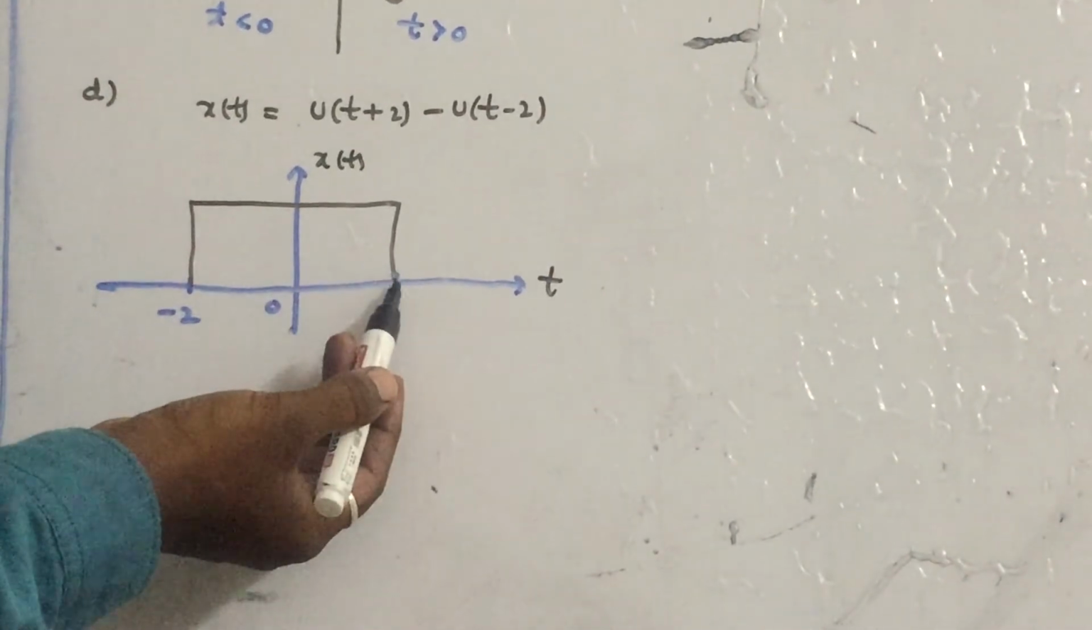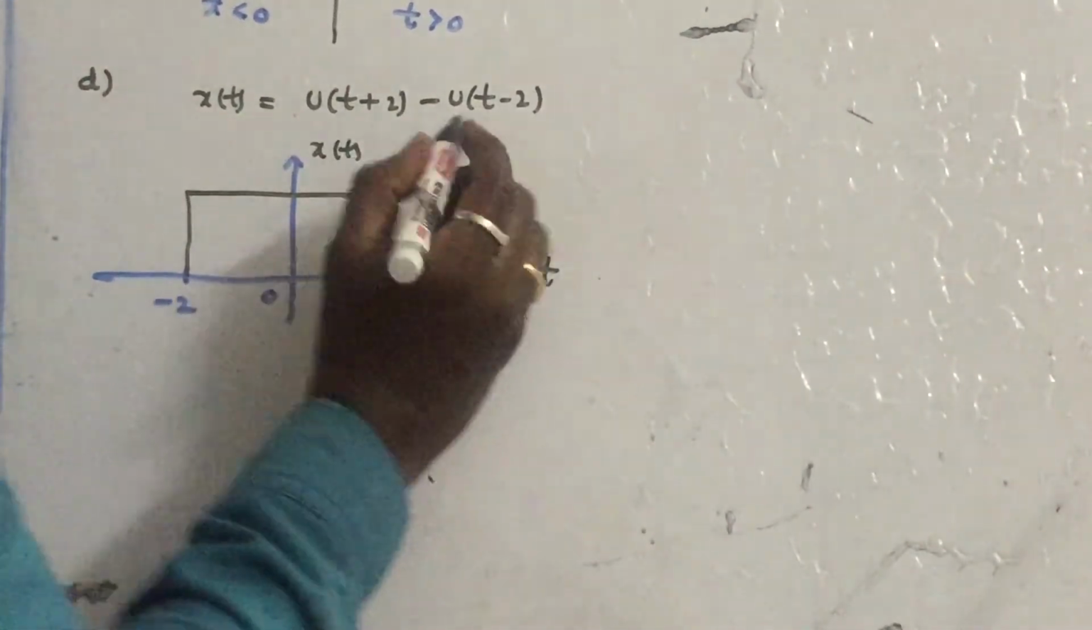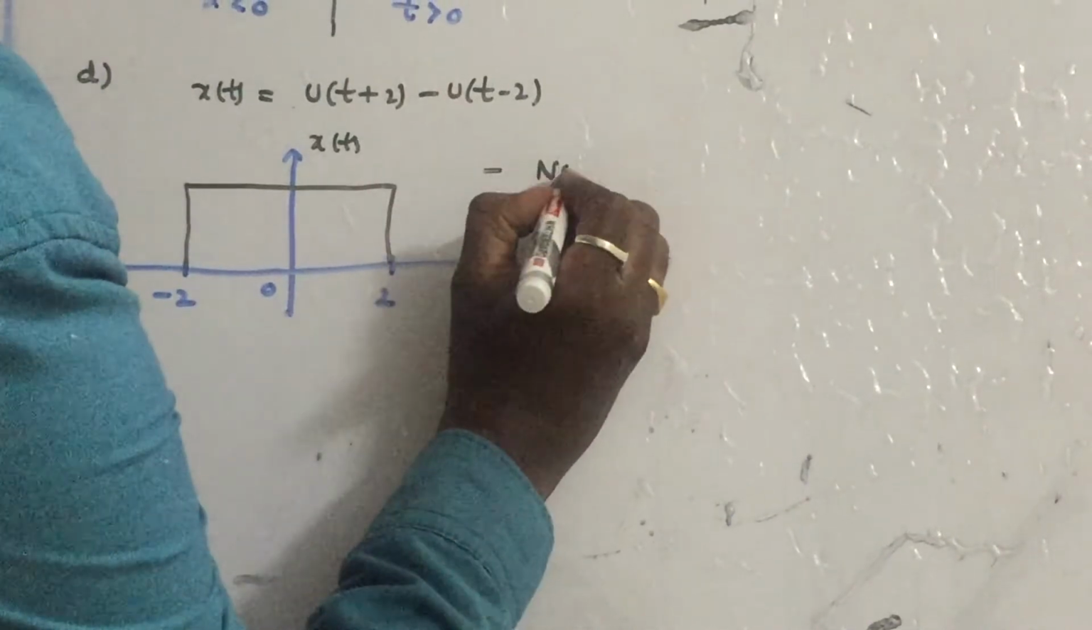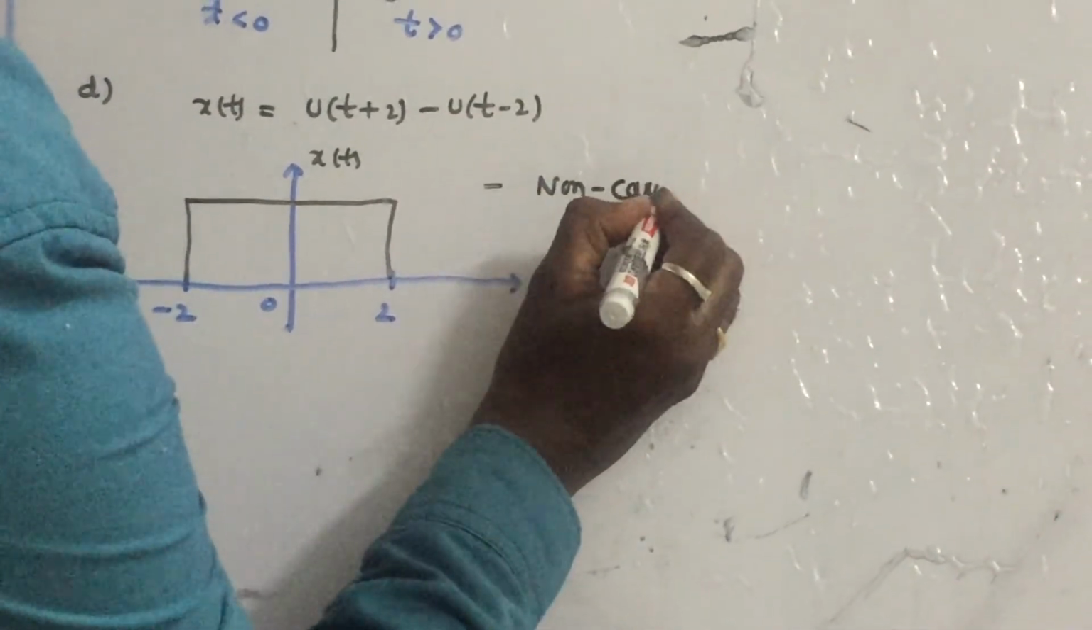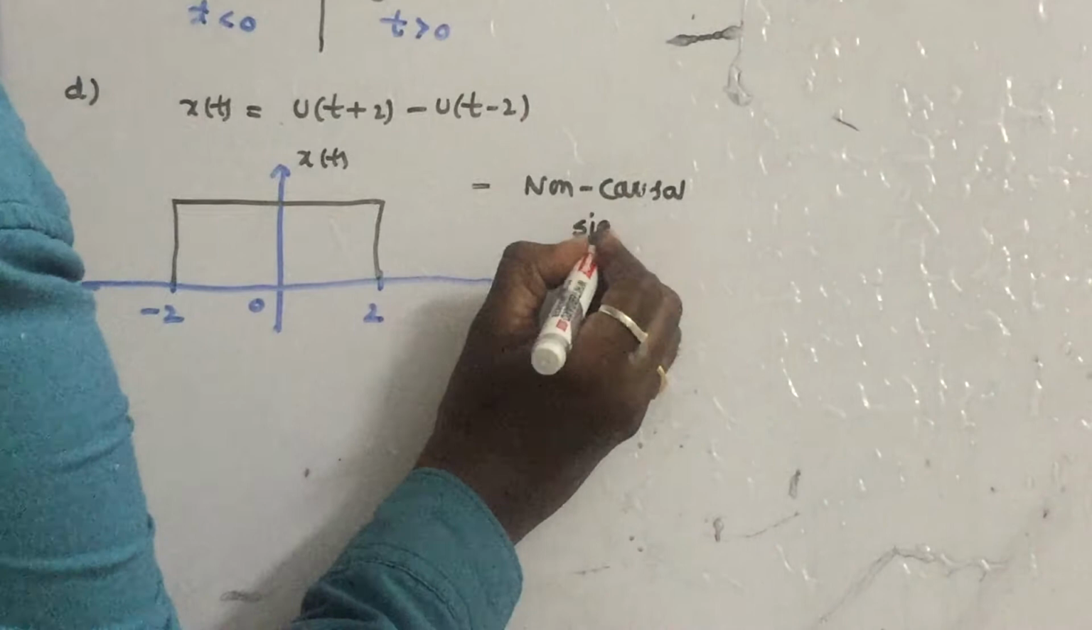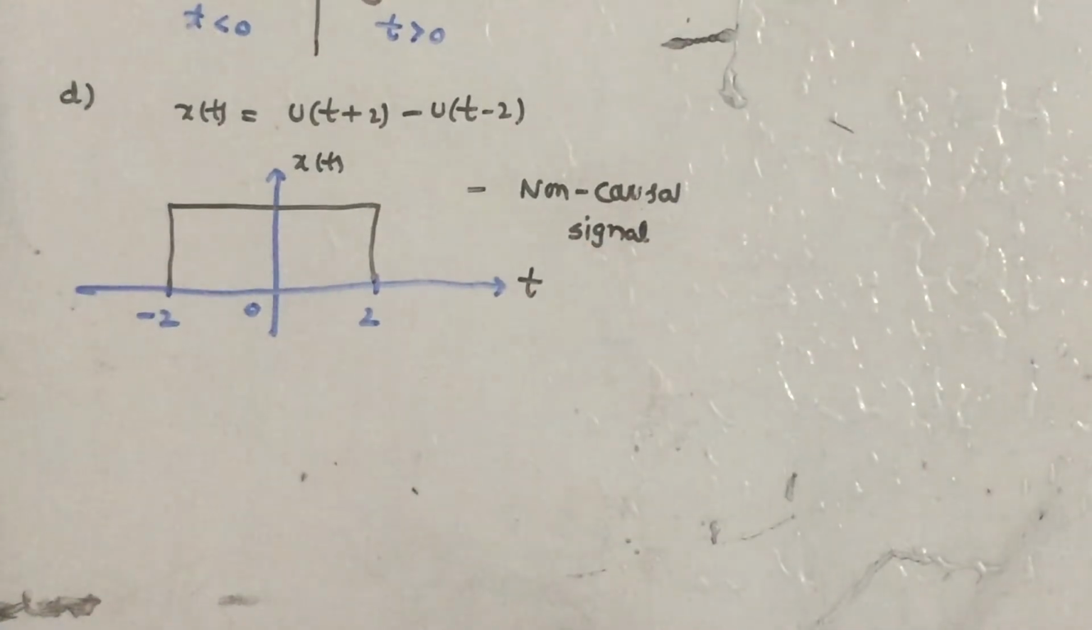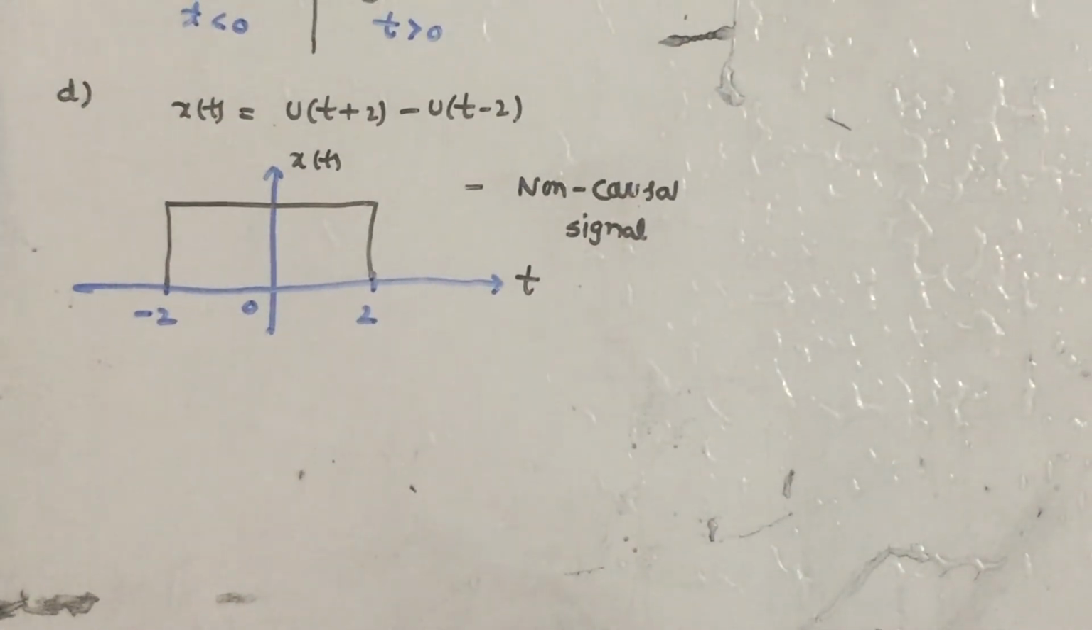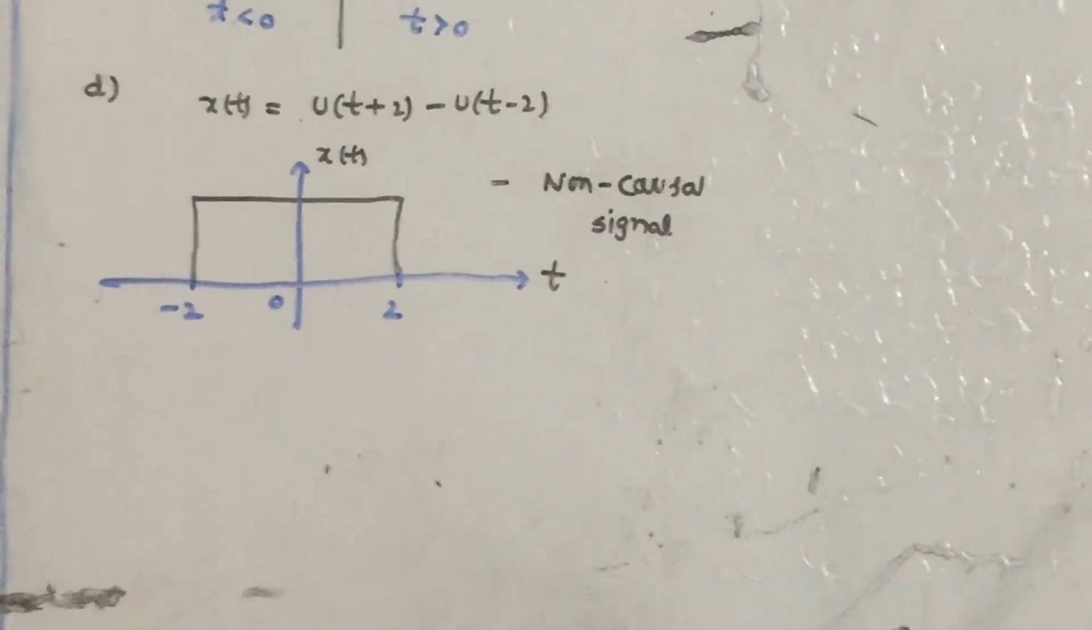You can see that the signal exists for positive values of time and negative values of time. So what kind of signal is this? This is a non-causal signal.